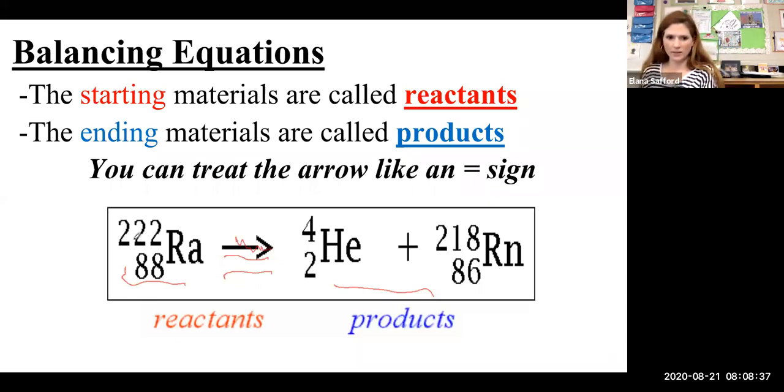So over here, just take it one part at a time. Think to yourself, 222 is equal to 4 plus 218, and that is true. So if you're thinking about this top part, it is equal to 4 plus 218. And it is true, 218 plus 4 is equal to 222. Same thing with the bottom part. So 88 is equal to 2 plus 86. That's true.